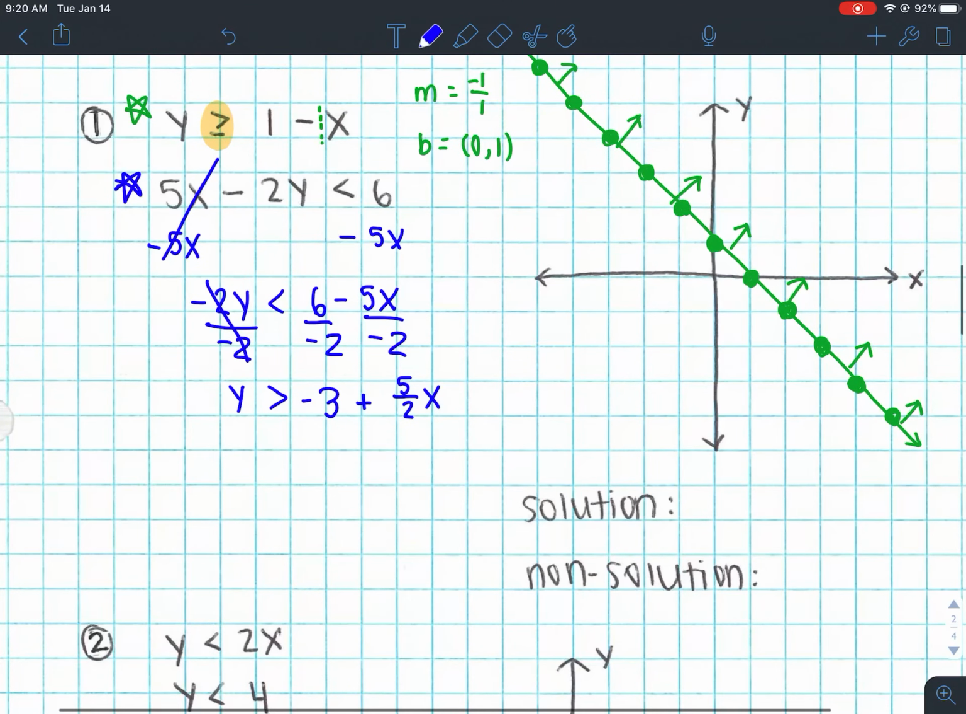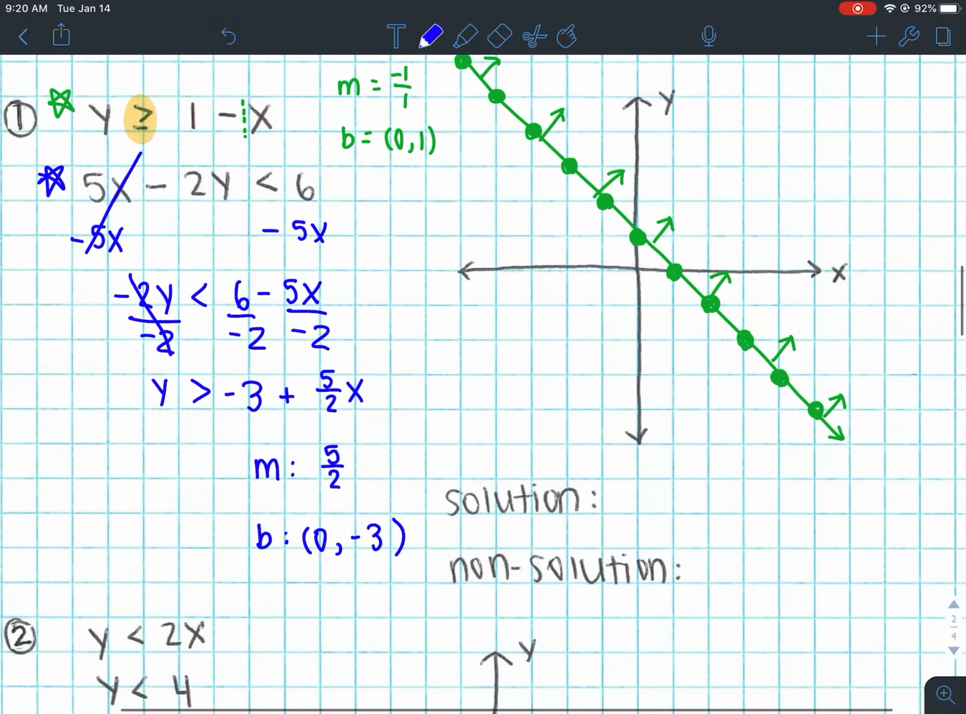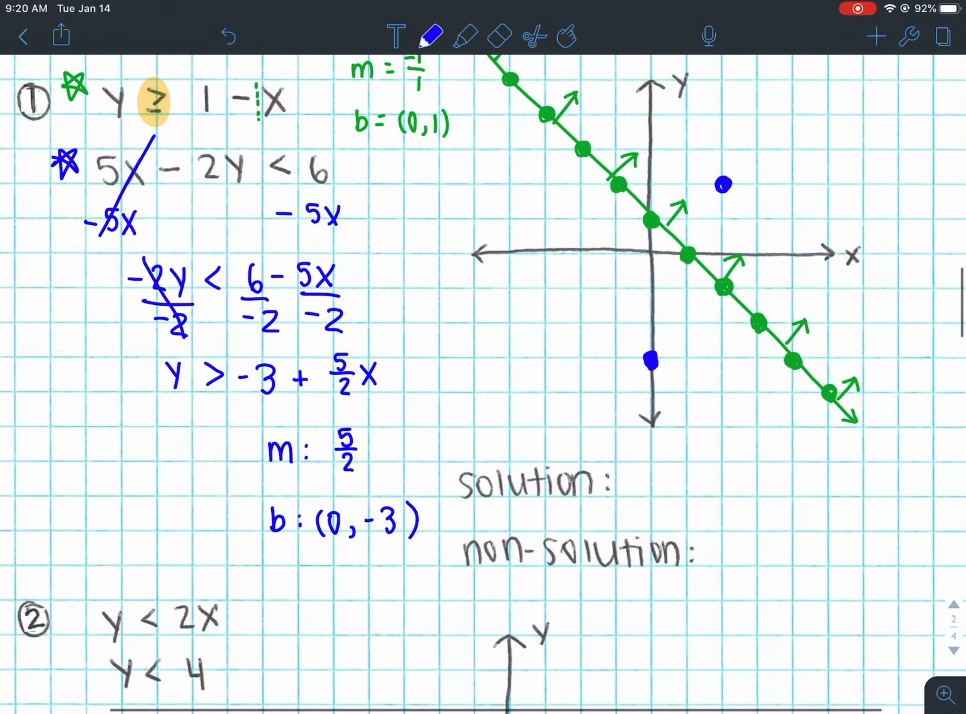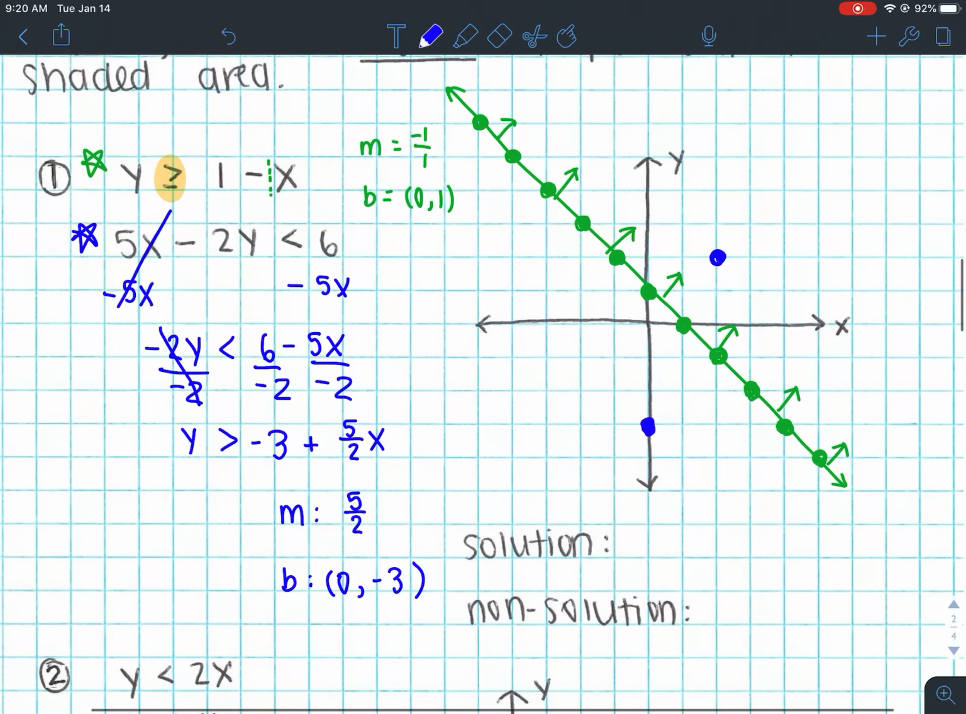So now y is by itself, so I can identify my slope and my y-intercept. My slope here is +5 over 2. And my y-intercept here is 0, -3. So I would start on my y-axis at -3. And I would go up 5, 1, 2, 3, 4, 5, and then to the right 2 because it's a positive slope. Now I can't keep going because my graph doesn't really extend that far, but that's all right.